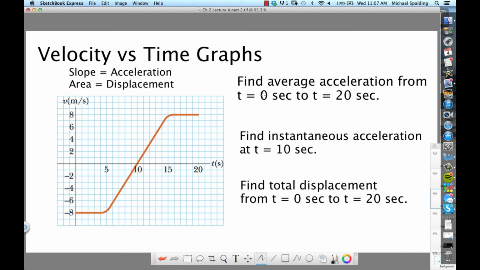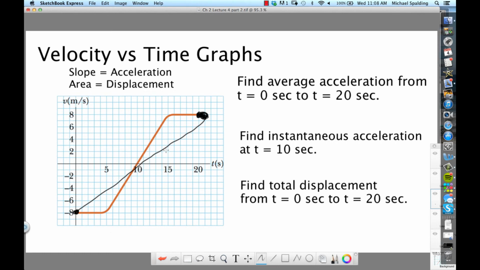The average acceleration from t equals 0, so here's t equals 0, and then here is t equals 20. How do we find the average acceleration between those 2 points? Just connect those 2 points with a straight line. You'll have a ruler. There's t equals 20 right there. And take the slope of that line.